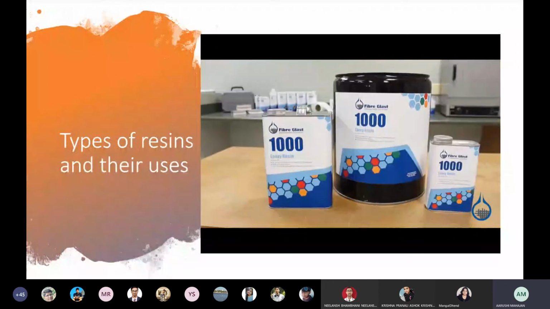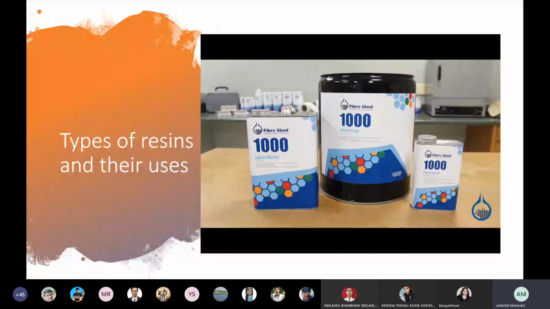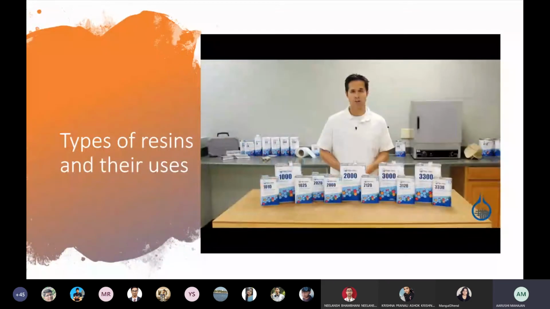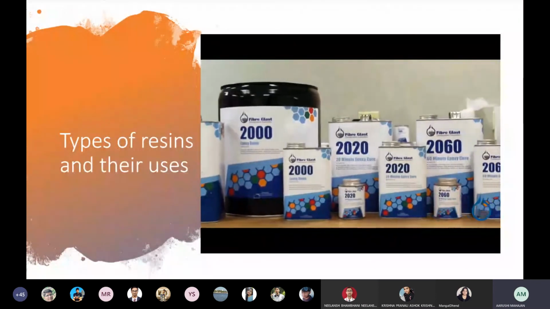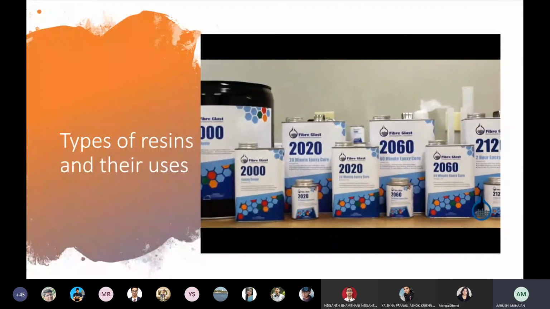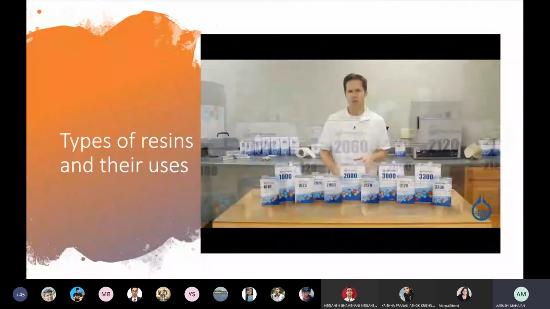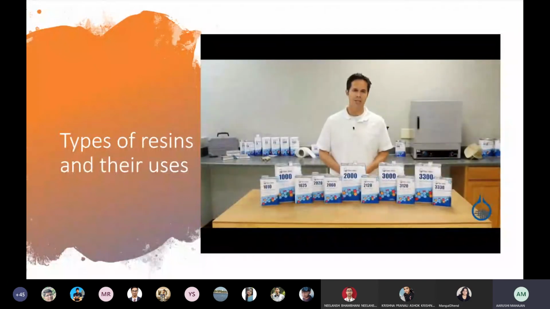Our System 1000 is an excellent general purpose epoxy for non-structural parts and repairs. It is typically used in the automotive and marine industries. System 2000 epoxy resin is a high-strength structural epoxy for room temperature applications. It offers the highest strength possible for a room temp epoxy and is commonly used in the aerospace, automotive, racing, and marine industries.